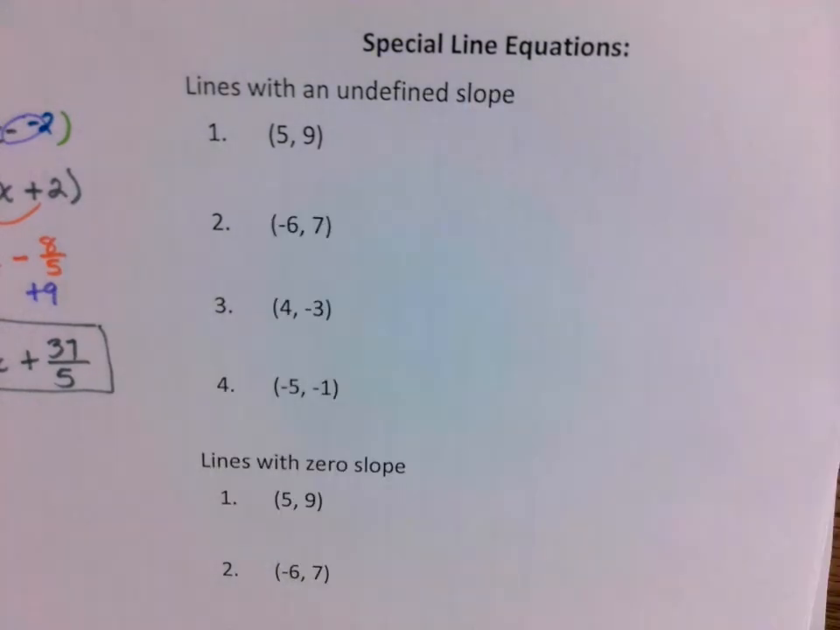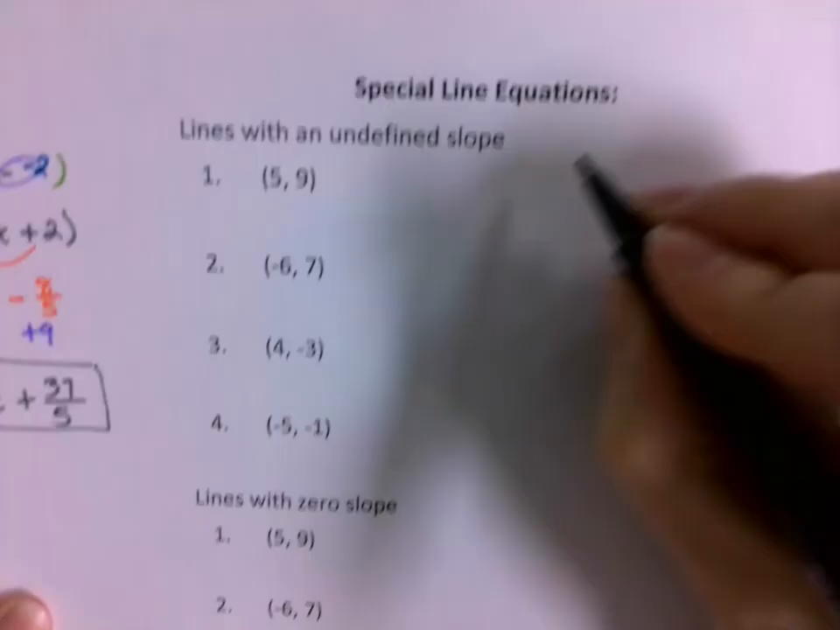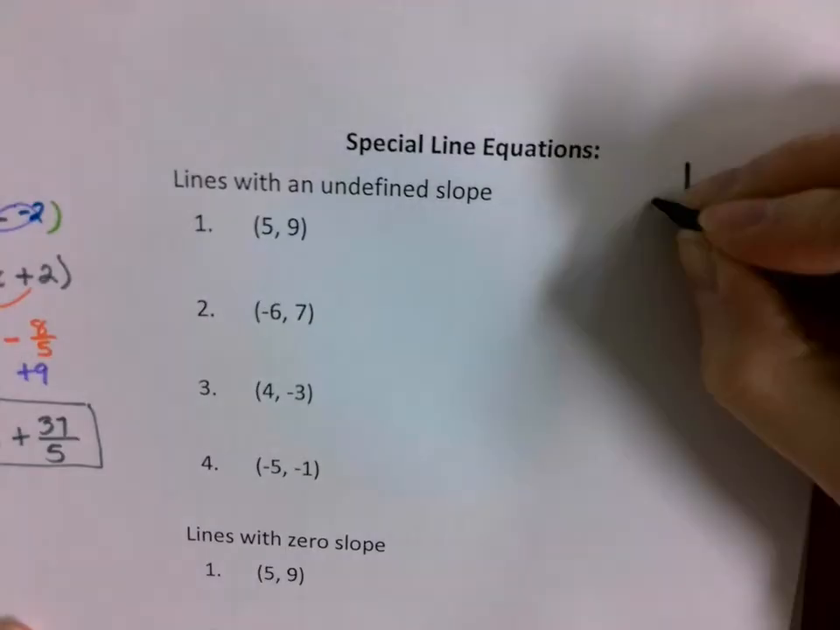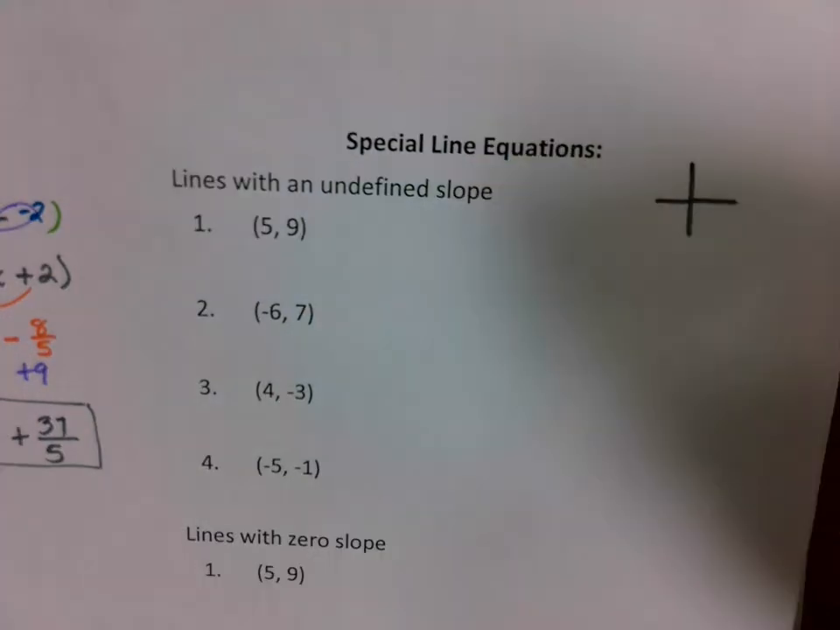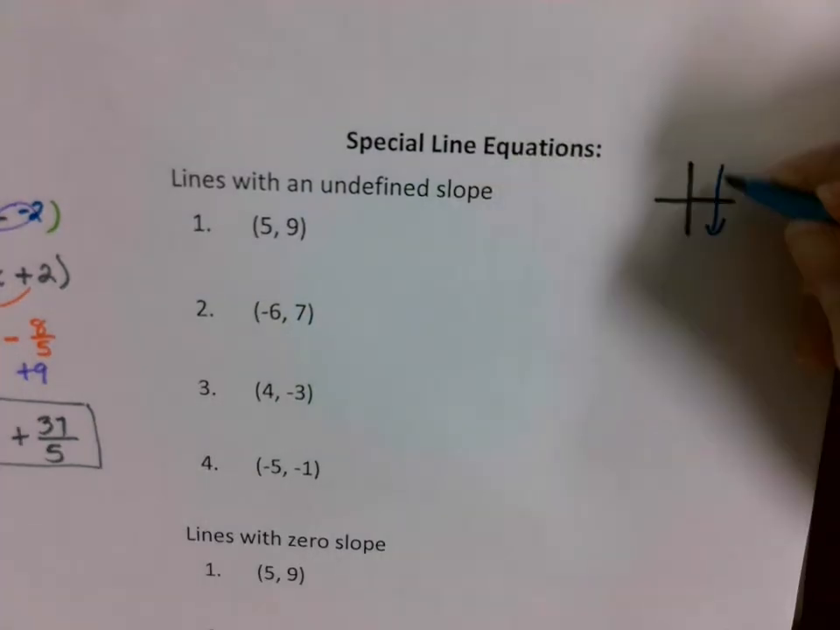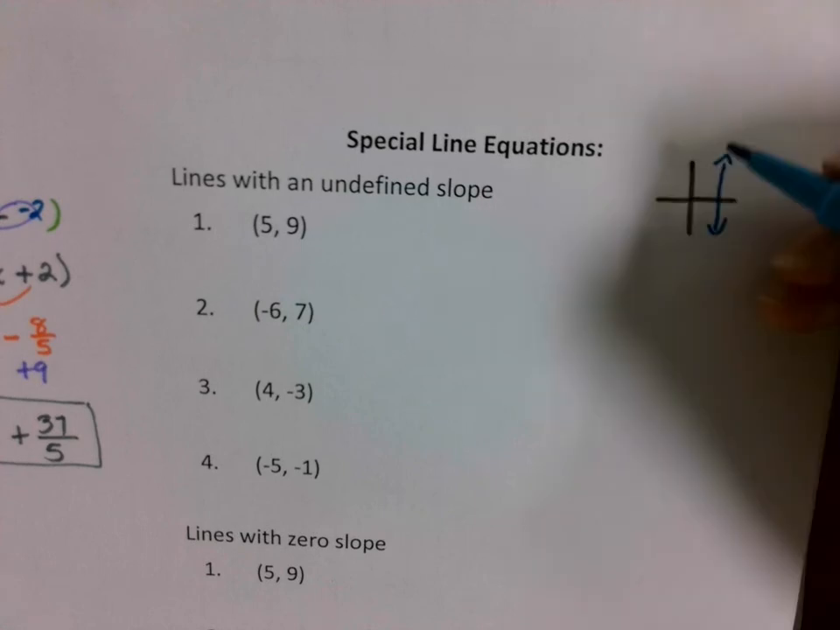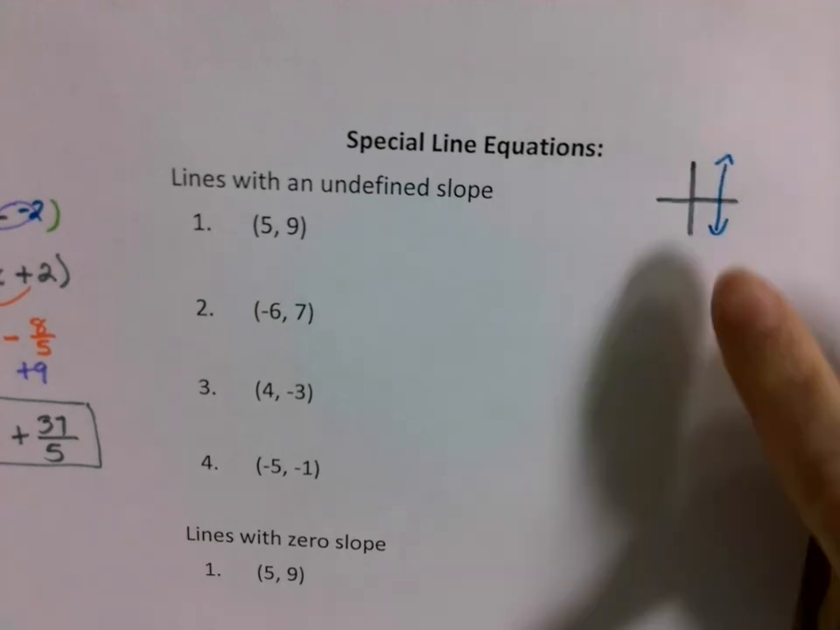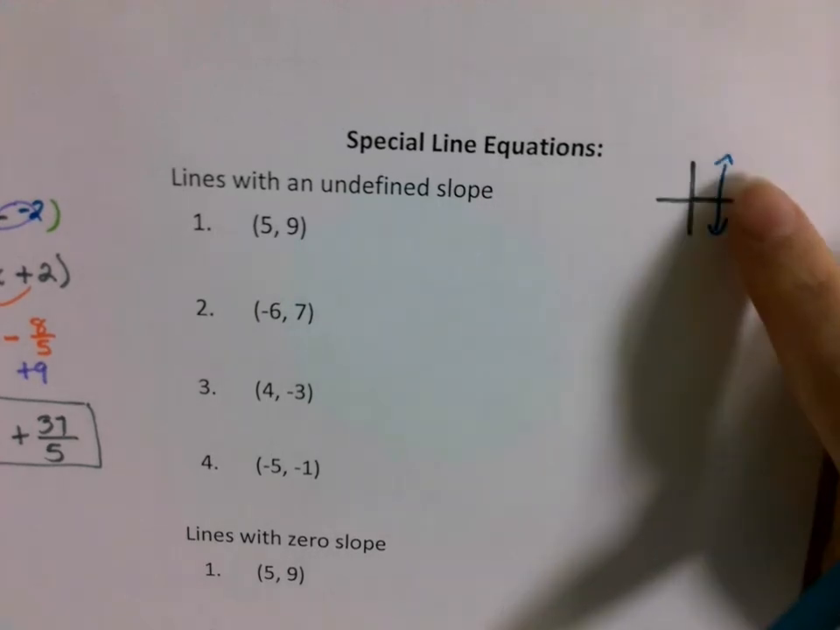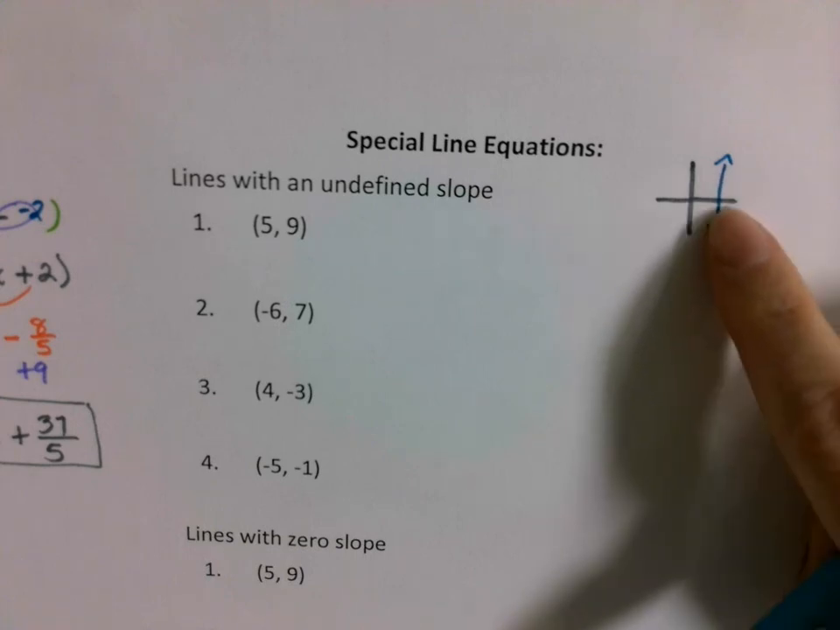With an undefined slope, what kind of graph does an undefined slope look like, Eric? A line that just goes straight up and down, right? We call that a vertical line. So for an undefined slope, it's just a vertical line. Okay, so that vertical line has all these different values for y, but it only has a single value for x. X will always be the same.